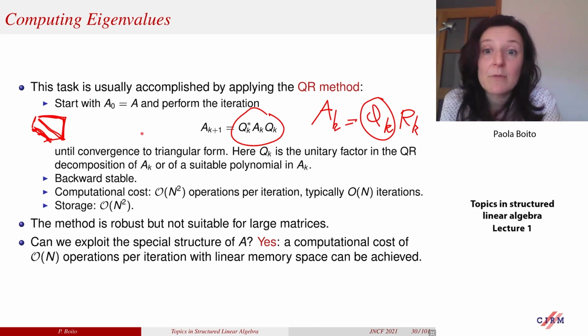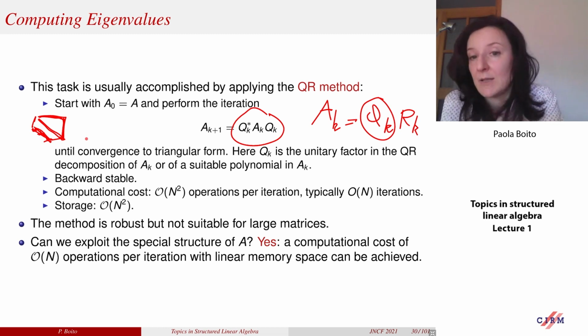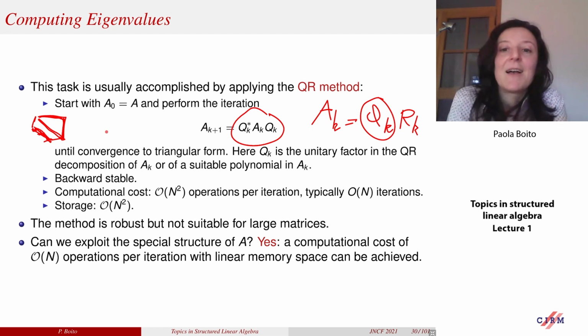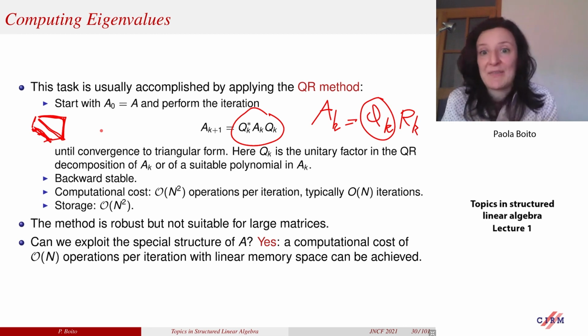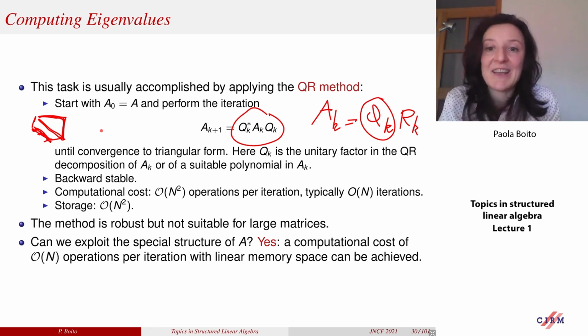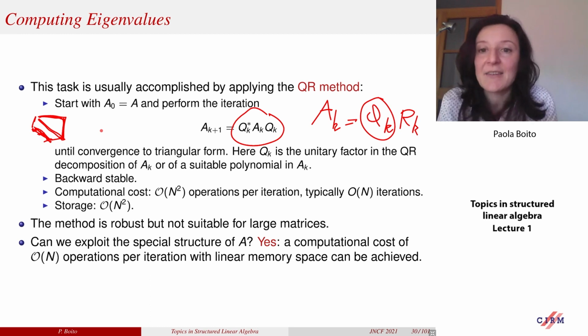This has been proven to be backward stable, meaning that it computes the eigenvalues of a matrix which is close to the starting matrix. Of course, we don't know if the computed eigenvalues are actually close to the exact eigenvalues. This also depends on the conditioning of the problem. Eigenvalues can be ill-conditioned, in which case there's not much we can do. But backward stability, which is what we can aim for, holds in this case.